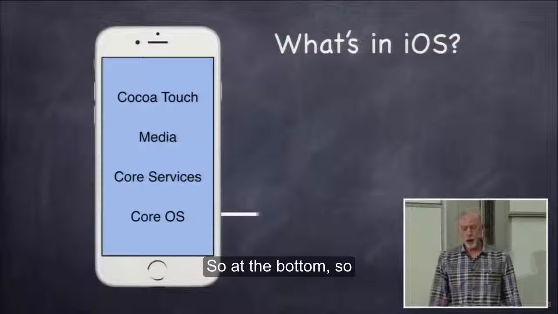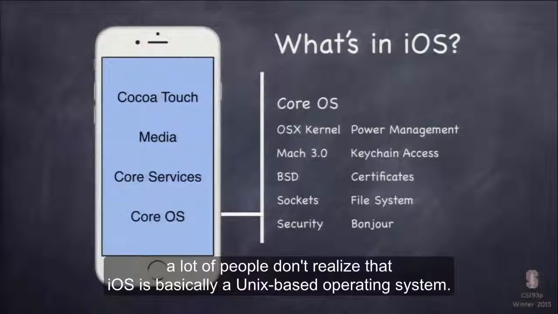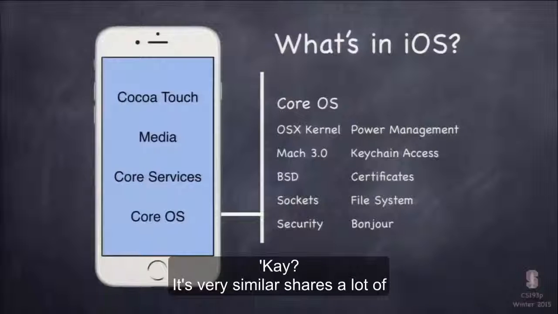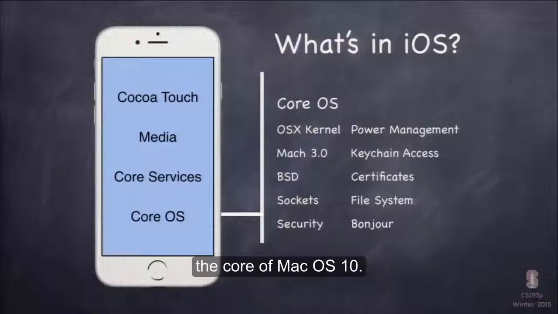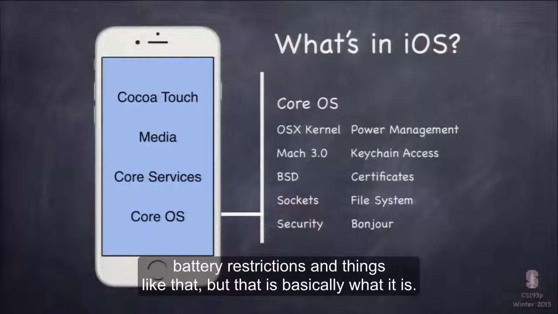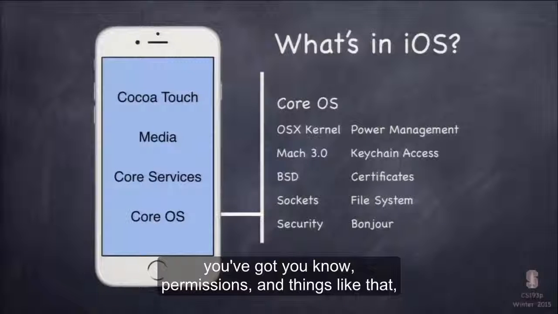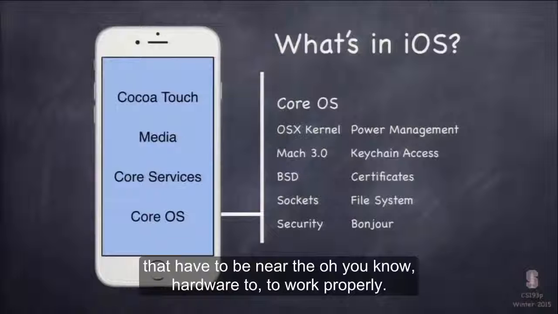Okay, so at the bottom, a lot of people don't realize that iOS is basically a Unix-based operating system. Okay, it's very similar, shares a lot of the core of Mac OS X. Now it's certainly optimized for mobile devices, which have battery restrictions and things like that. But that is basically what it is. And so down at that layer, you've got sockets and you've got permissions and things like that that have to be near the hardware to work properly.